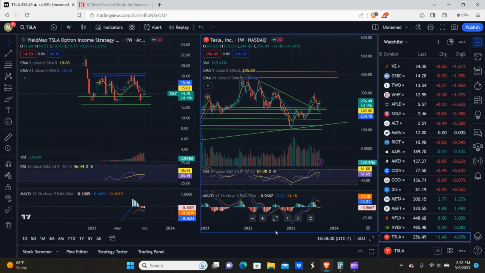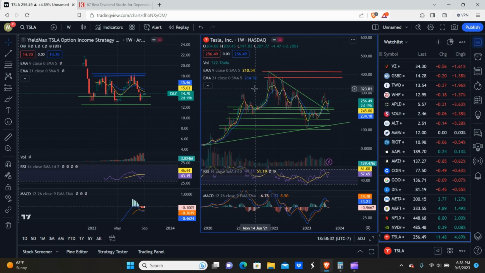We take a look at the actual TSLA chart here. You can see that something very similar is actually happening. Even though the price action looks like it's moving down and then up, it is still somewhat consolidating because we have this resistance area up here that it has not broken out of, and we have this support area down here that it also has not broken out of.